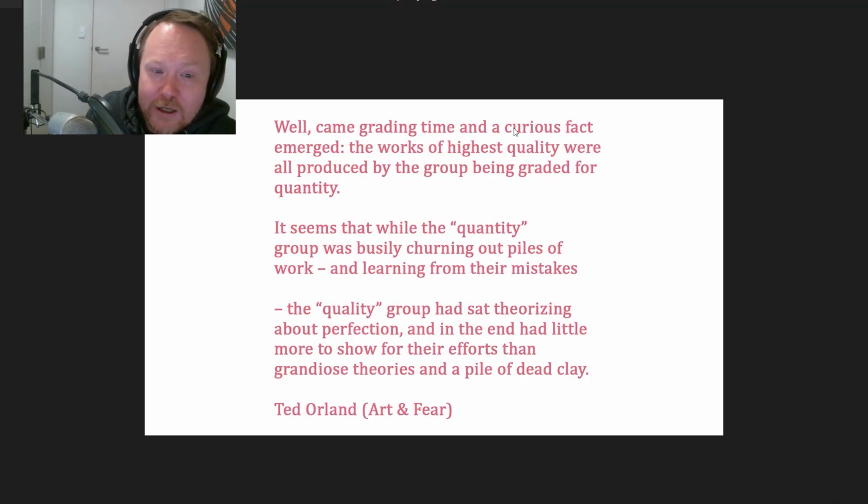So, came grading time, and a curious fact emerged. The works of the highest quality were all produced by the group being graded for quantity. It seems that while the quantity group was busily churning out piles of work and learning from their mistakes, the quality group had sat theorizing about perfection, and in the end had little more to show for their efforts than grandiose theories and a pile of dead clay.